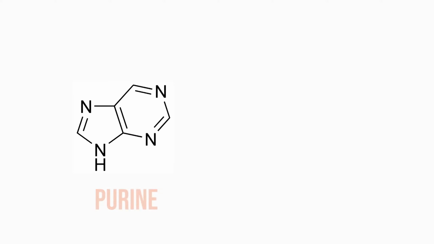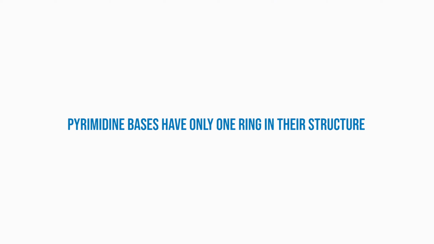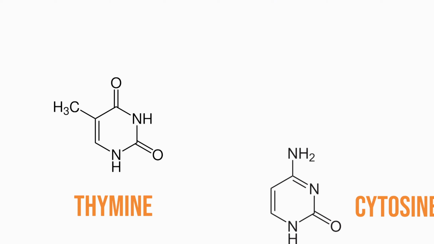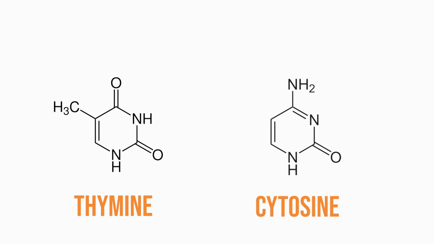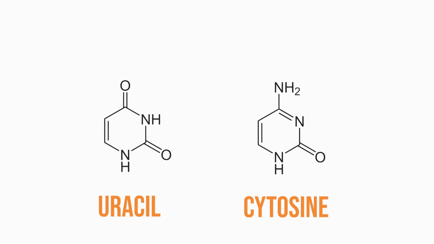There are 2 types of nitrogenous bases: purine bases and pyrimidine bases. Purine bases have 2 rings in their structure. Adenine and guanine are the purine bases found in both DNA and RNA. Pyrimidine bases have only 1 ring in their structure. Thymine and cytosine are the pyrimidine bases in DNA, and uracil and cytosine are the pyrimidine bases in RNA.